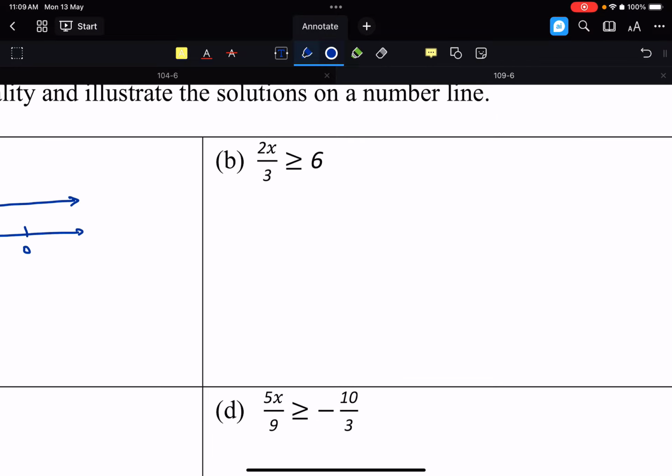Example B, this time round, I just multiply by 3 to get 18, then divide by 2 to get 9, right? So let's go. We will have this situation. 0 is here, 9 is here, maybe we have something like 18 is here, right? So this time round it can be equal to 9, so I'm going to color it, and then it goes this way. Okay.